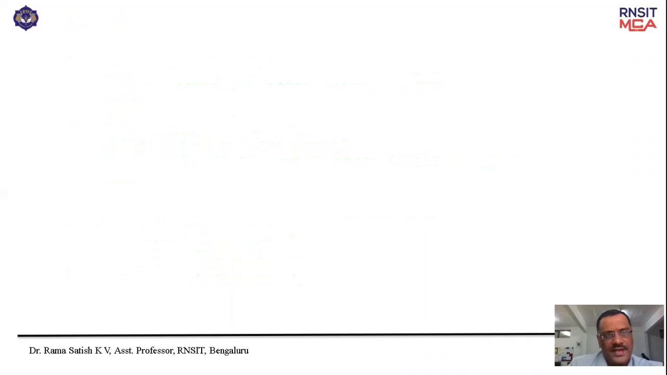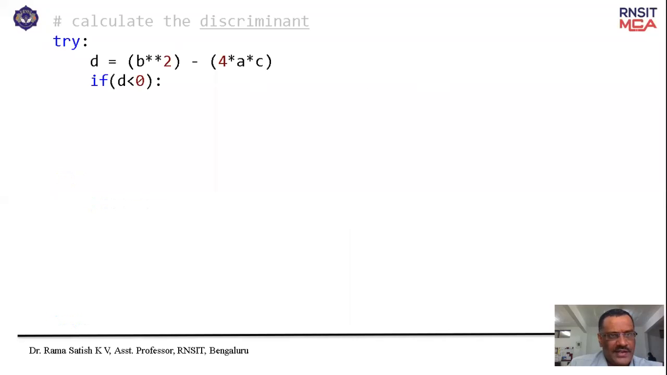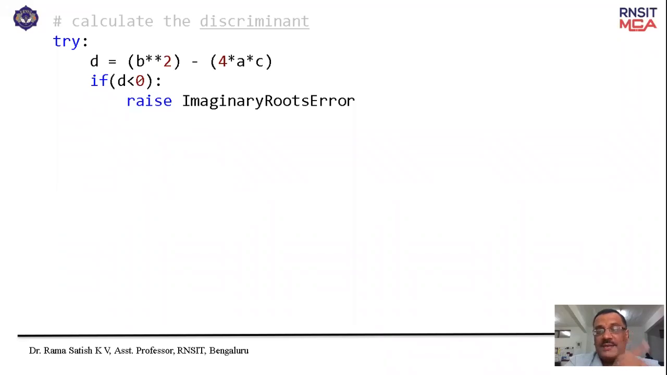Then here you calculate the discriminant. That is, in the try block, you calculate the discriminant value, that is D is equal to B square minus 4AC. If D is less than 0, you cannot find the square root of negative numbers. It is not possible. What do you do? You raise the ImaginaryRootError exception. This is created by you, a user-defined exception. So you raise. Look here, try and raise.